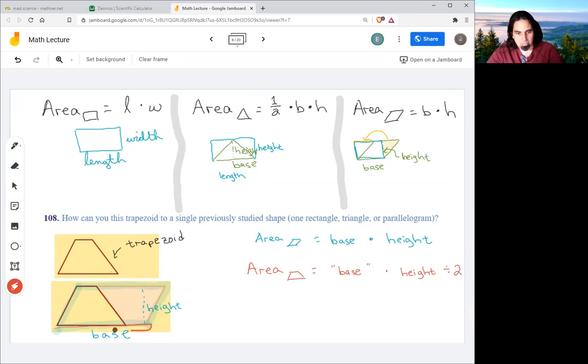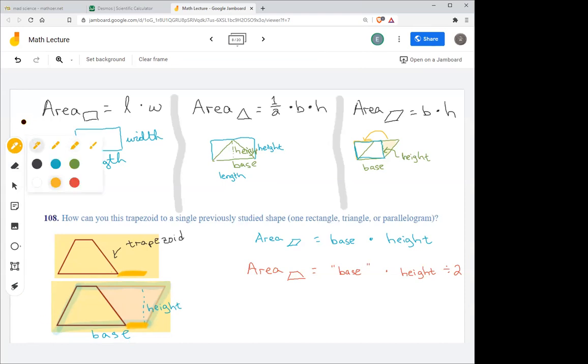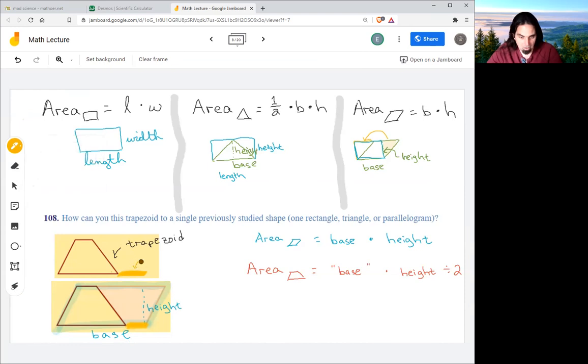So I have to look at this base. How long is it? Because it wasn't there to start with. I put in an extra little bit, right? Where is this extra little bit on my original trapezoid? The top. It's the top. Right? This is the top. I added the top and the bottom, and that became my base.